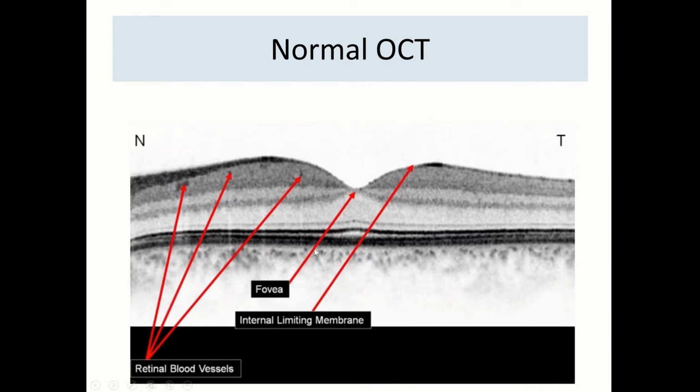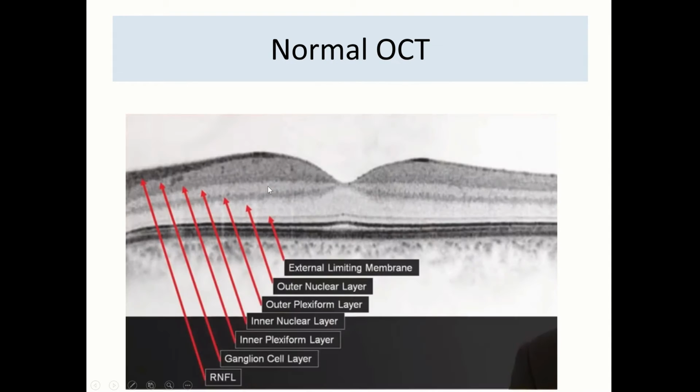So here you can see these reflective bands. This is the internal limiting membrane over here, this represents the fovea, and the retinal blood vessels are seen as black in this. Now we come on to the different layers of the retina. Here you see this is the retinal nerve fiber layer, which is thick on the nasal side. The second is the ganglion cell layer. Then you've got the inner plexiform layer, and then the inner nuclear layer, which is housing over here.